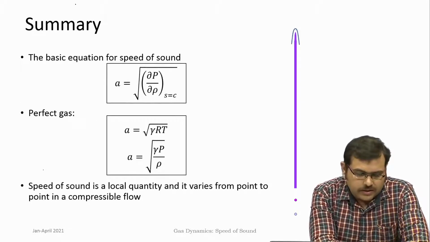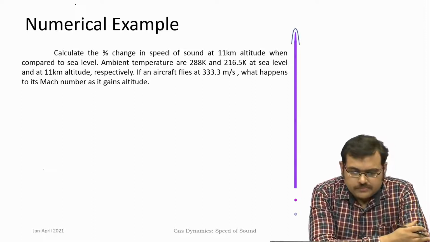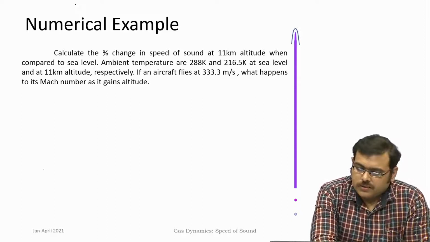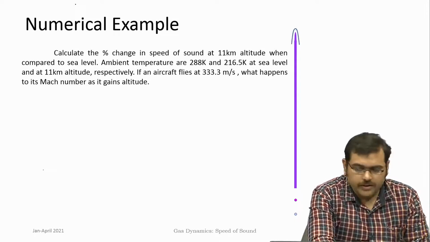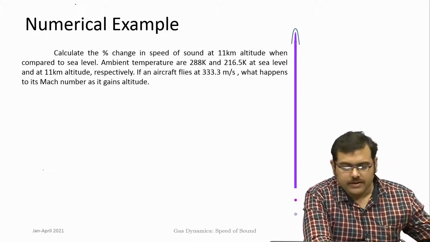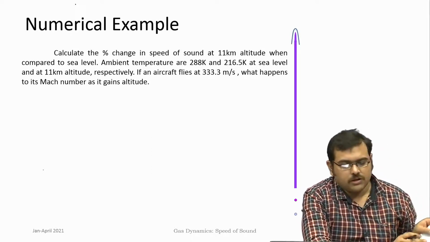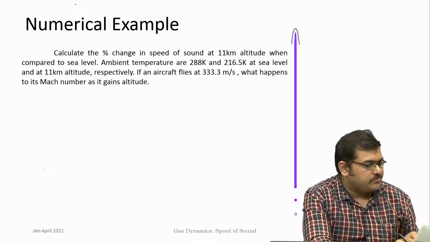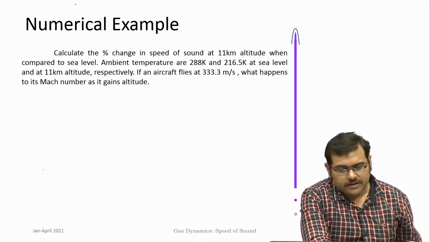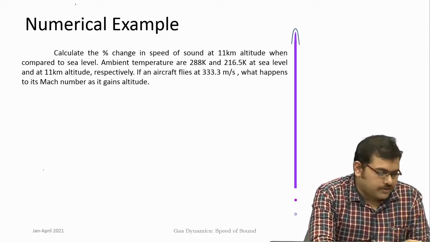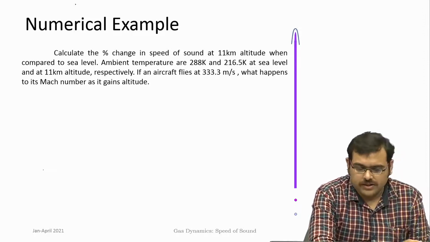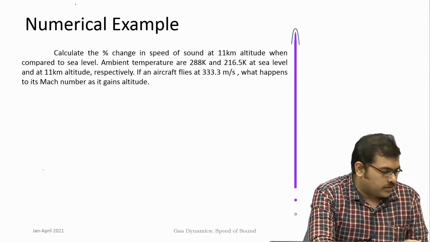So let us just do a simple numerical based on the speed of sound. Calculate the percentage change in speed of sound at 11 kilometer altitude when compared to sea level. Ambient temperatures are 288 Kelvin and 216.5 Kelvin at sea level and at 11 kilometer altitude respectively. If an aircraft flies at 333.3 meters per second, what happens to its Mach number as it gains in altitude?